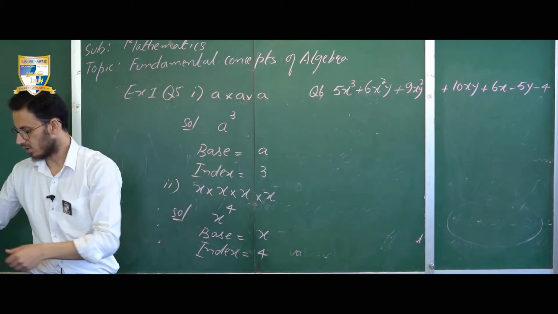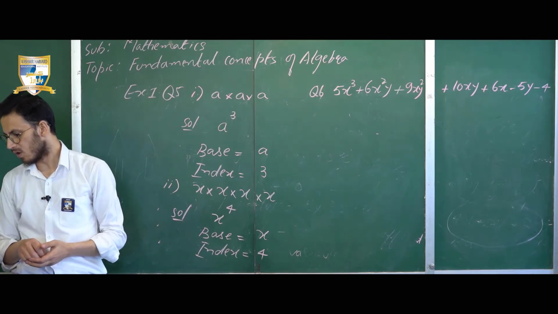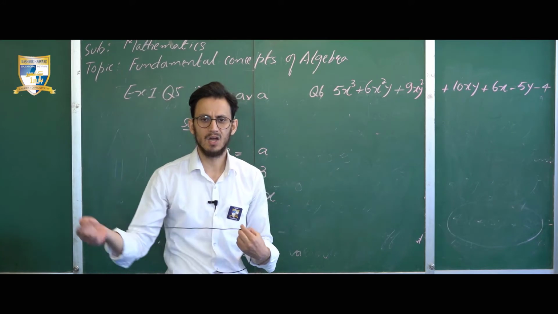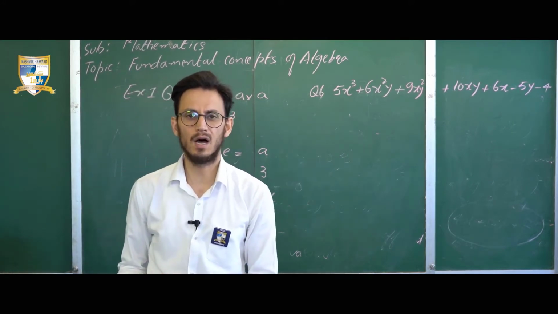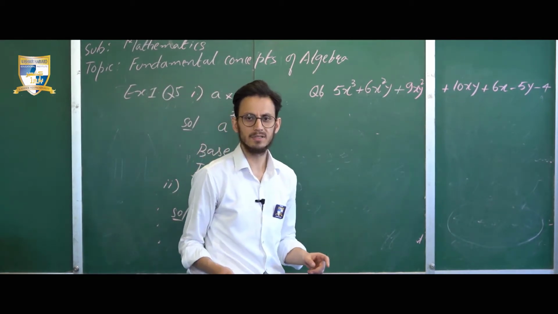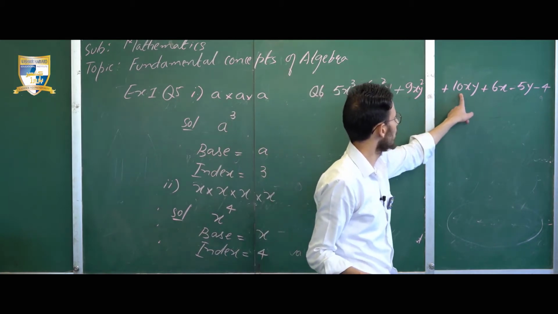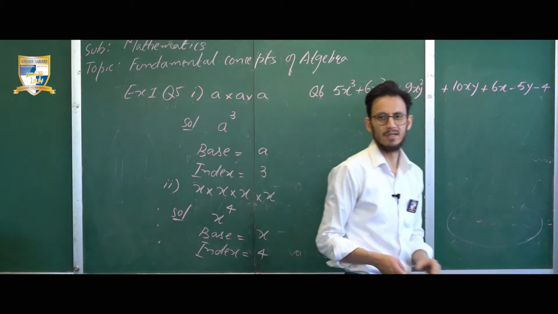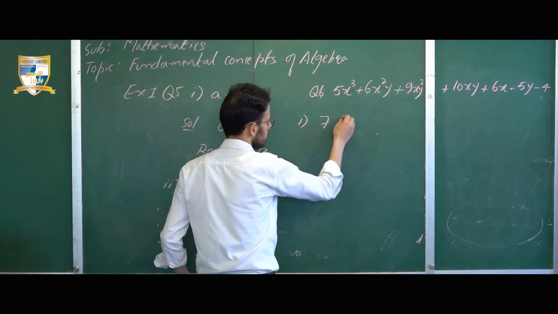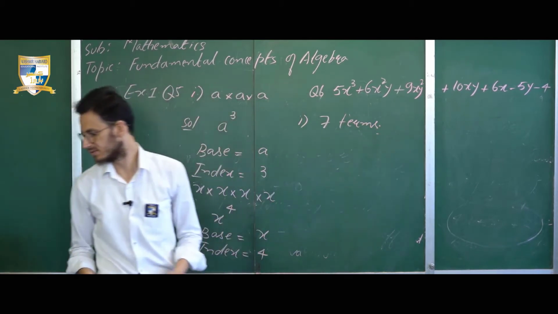Now we have to answer the following questions. First part: what is the number of terms in the expression? The first part of this question is saying that we have to check how many terms are in this expression. As we know, only the plus sign and minus sign separate the terms. So we have 1, 2, 3, 4, 5, 6, 7. The answer of the first part is 7 terms.